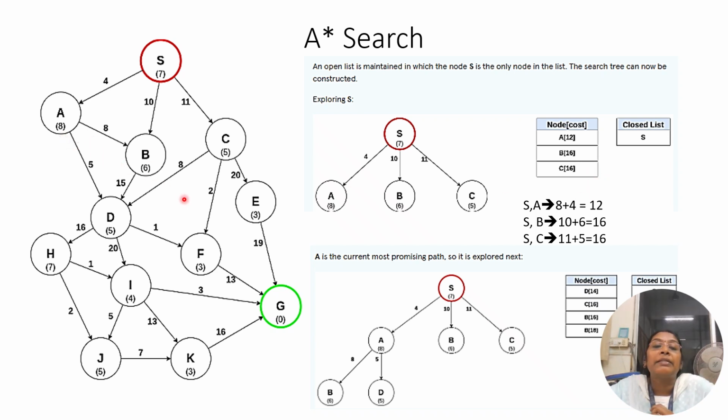The next one is B. So 4 plus 8 plus 6. So 4 plus 8 is 12. 12 plus 6 is 18. So B is given as 18, that comes to the last in the open list. So now the least in the open list is D, right? Where D has 9 plus 5, that is 14. So D is taken into the closed list, right?